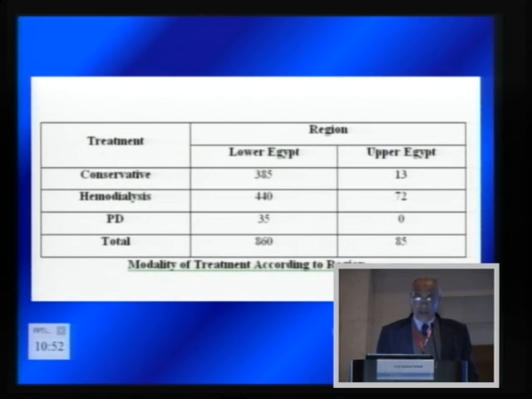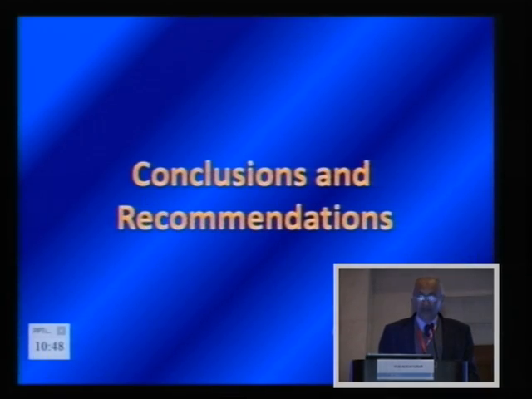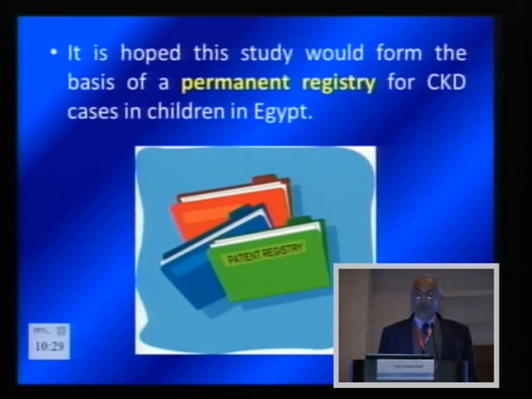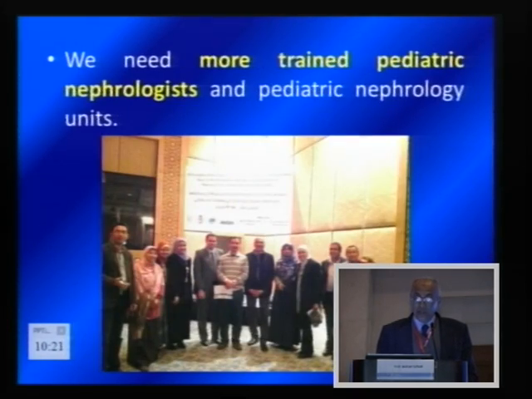However, I still regret to say that nowadays the chronic peritoneal dialysis service in Alexandria is also dwindling. And I'm sure you all know the causes for this difficulty with PD. Just finally, to conclude, a better understanding of CKD epidemiology makes a precise and early diagnosis of CKD possible. We can identify preventable or reversible causes of progression of chronic kidney disease. We can predict prognosis and aid the counseling of children and their families. It's hoped that this study would form the basis of a permanent registry for CKD cases in children in Egypt, and we need more trained pediatric nephrologists and pediatric nephrology units.